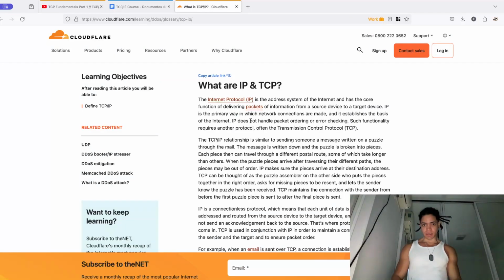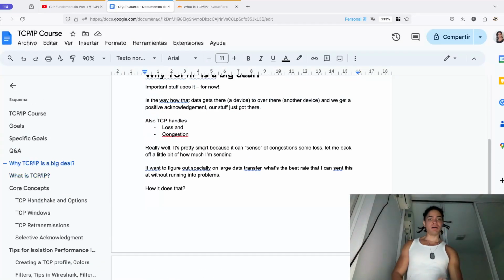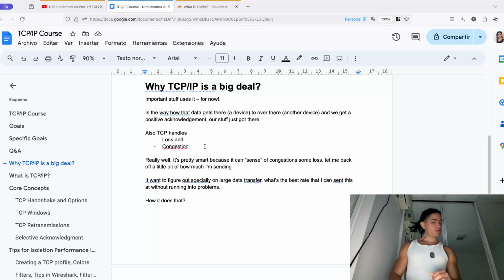So IP does not handle packet ordering or error checking. Such functionality requires another protocol, which is the Transmission Control Protocol. TCP is taking care of that. So it's smart enough to say, hey, it can sense congestion over the network, some losses, so let me back off a little bit on how much I need to send.